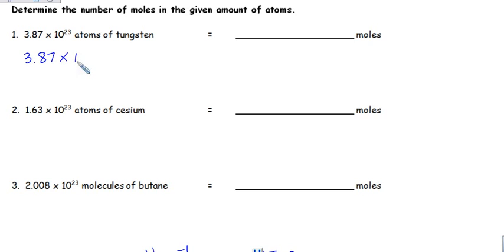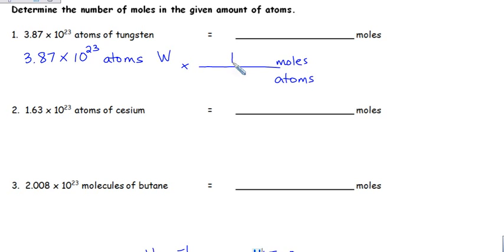3.87 times 10 to the 23rd atoms of tungsten, which is kind of goofy, but its symbol is W. It's based on like an old English word. Then I'm going to set up my proportion. I want to cancel the original atoms. I want to switch it to moles. Atoms and moles. I always set up the proportion first. I put the units in, and now I can give it the numerical values.